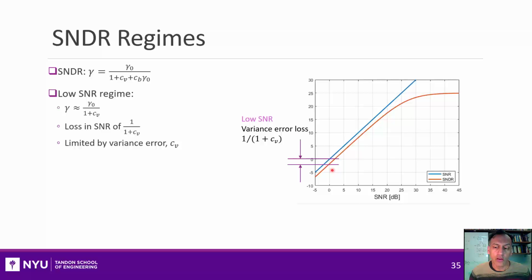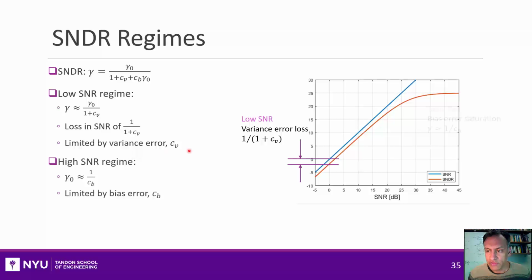In other words, if you want to make the performance gap loss small, you want to average over a large number of terms. For example, if CV was 1, this would drop it by 3 dB, meaning if you just averaged over one symbol. But if you averaged over, say, 10 symbols, CV would be about 0.1, and you'd be going over 1 divided by 1.1, which is a loss of a little less than 1 dB. Right, so this part here is limited by the variance error.